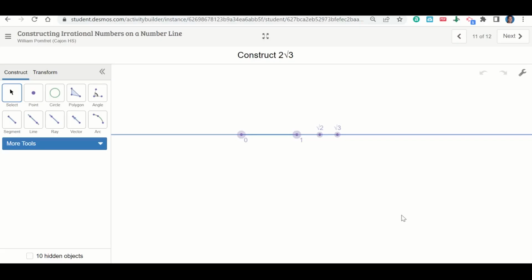Let's talk now about how to scale a square root. So right here we're supposed to construct 2 square root of 3. Well, we know where square root of 3 is. It's right here. So 2 square root of 3 would just be doubling that.